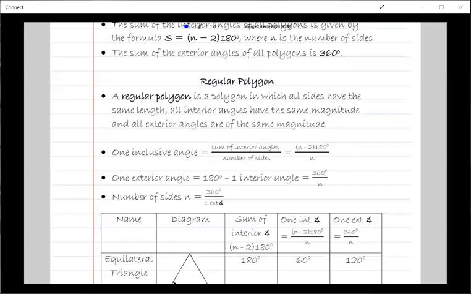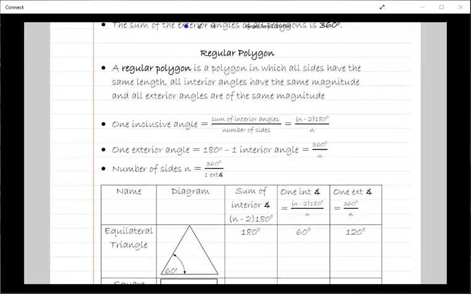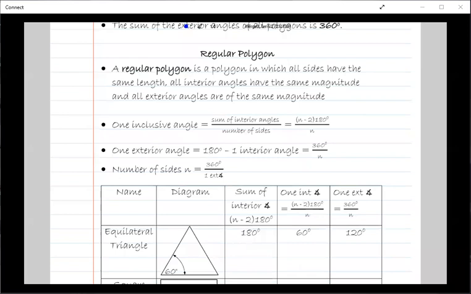Let's talk about a regular polygon. Now, a regular polygon is a polygon in which all sides have the same length, all interior angles have the same magnitude, and all exterior angles are of the same magnitude. So a regular polygon is a polygon in which the lengths of all sides are the same, the size of all interior angles are the same, and the size of all exterior angles are the same.